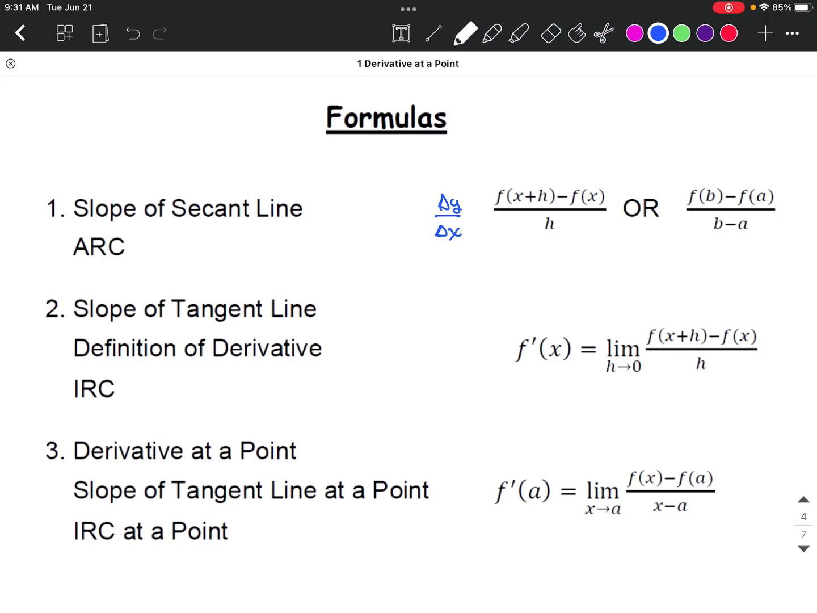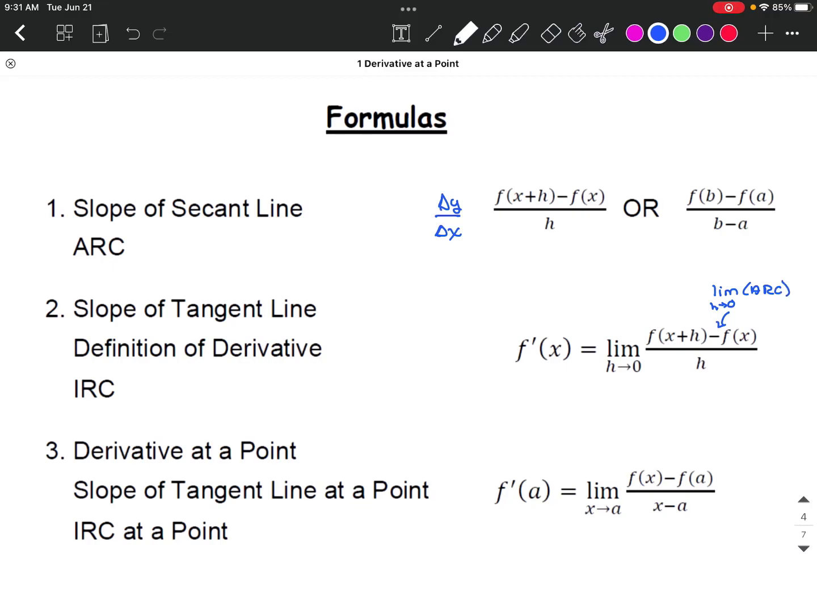Next, we have the formula for the slope of the tangent line, or the definition of derivative, or the instantaneous rate of change. That is f prime of x equals the limit as h approaches 0 of f of x plus h minus f of x. Remember, that's just the limit as h approaches 0 of the average rate of change.